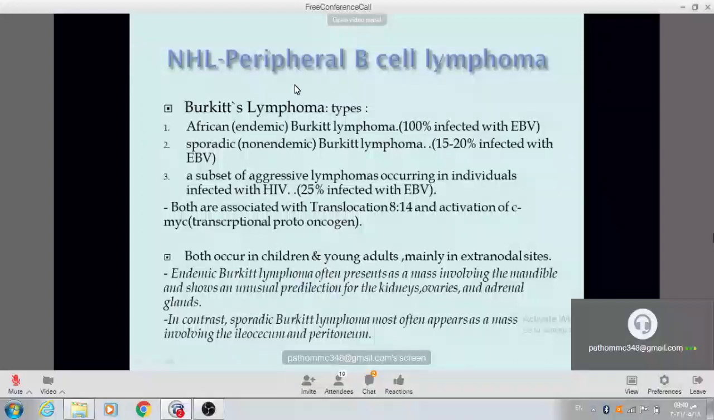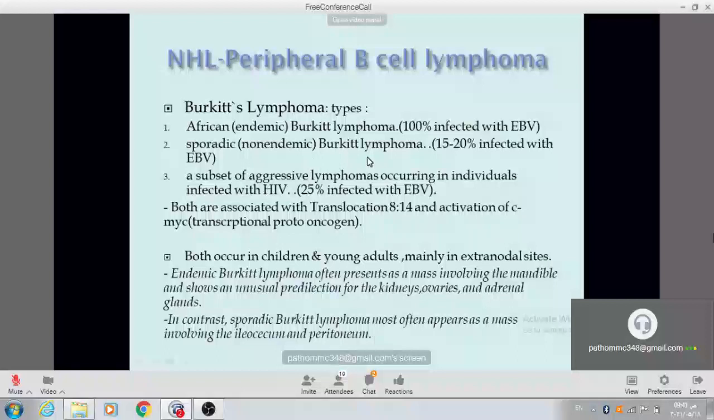We will take some examples of non-Hodgkin lymphoma of peripheral B-cell type. One example is Burkitt's lymphoma, which has three subtypes. The first is endemic, or African, Burkitt's lymphoma. As you remember from yesterday's lecture, Burkitt's lymphoma in general is associated with Epstein-Barr virus, which is considered a risk factor. In the endemic type, there is 100% association with EBV.